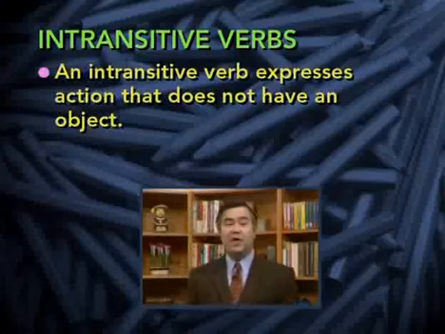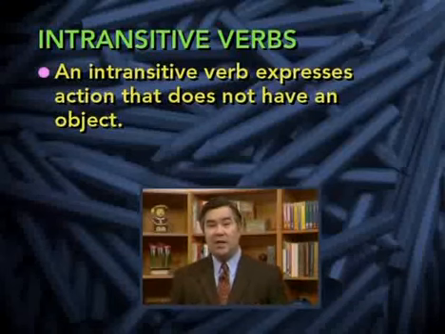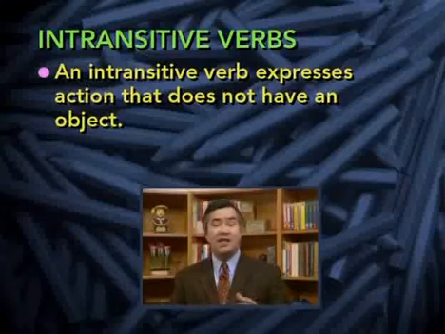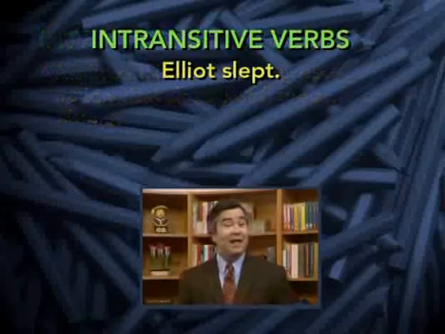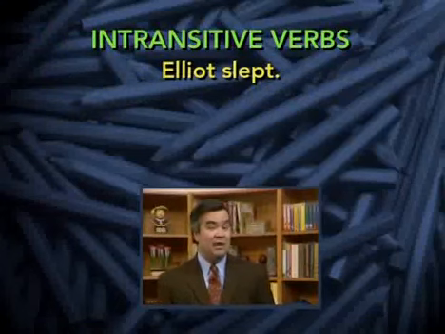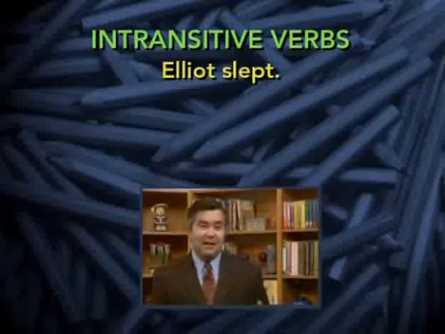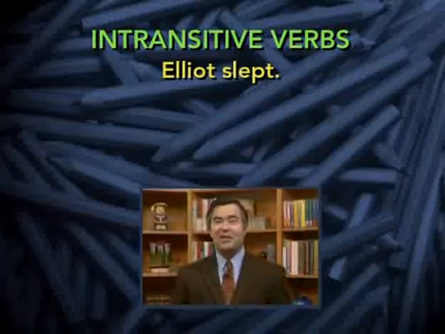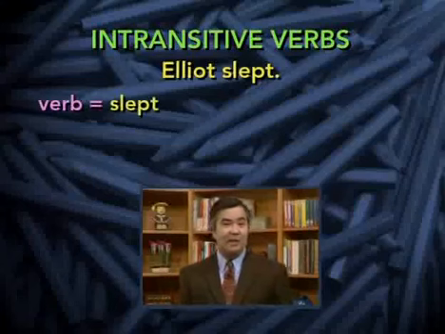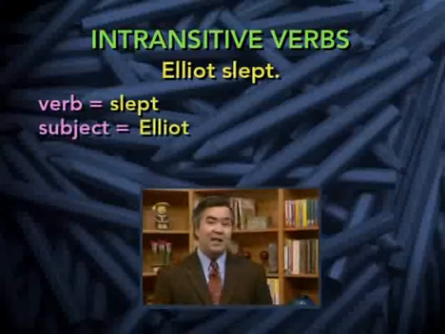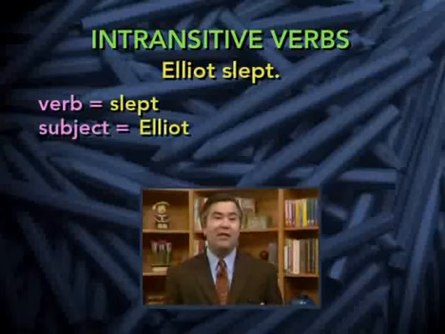We saw a moment ago that a transitive verb has an object which receives the action of the verb. An intransitive verb doesn't have such an object. Take a look at this sentence. Elliot slept. This is a short sentence, only 2 words, but it is a complete sentence. It has a subject and a verb, and it expresses a complete thought. In this sentence, the verb is slept, and the subject is Elliot. And the verb does not have any object. It expresses a complete thought without having an object.